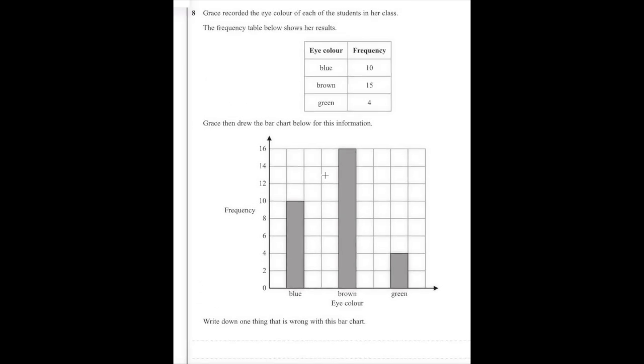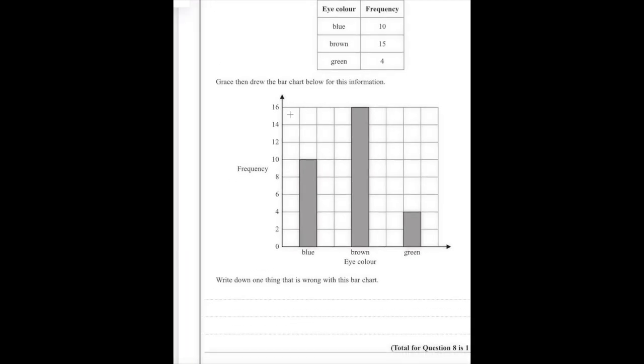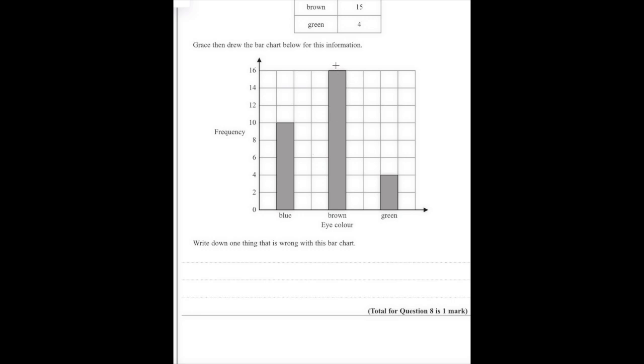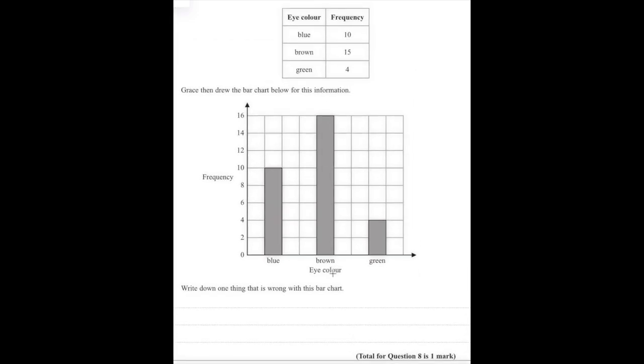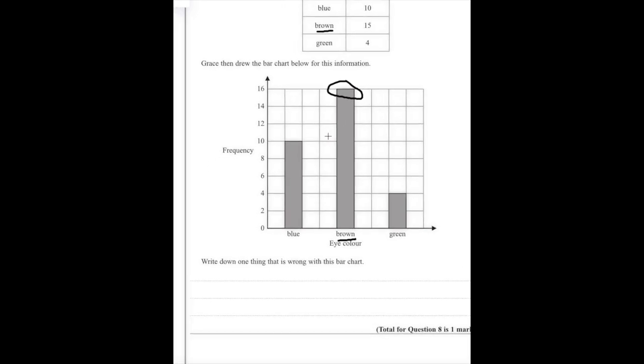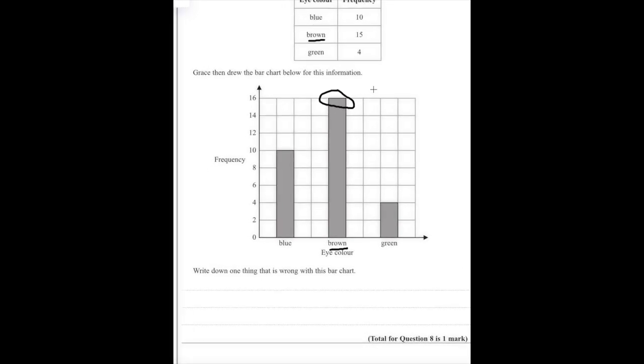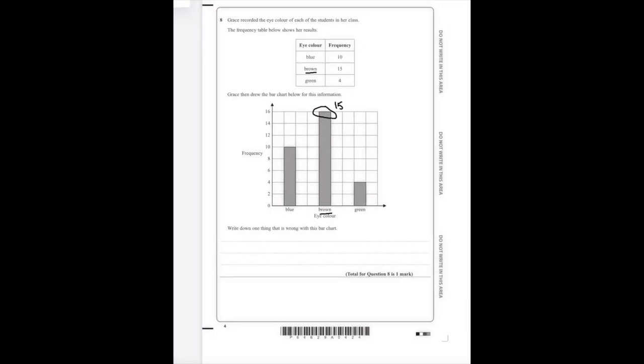You can instantly see. You see how, for blue, it goes to 10. Then when you go to brown, it says it's 15, but the bar goes all the way up to 16. Therefore, you'd write that the bar goes up to 16. However, it should only go up to 15 because in the table it says it's 15. So you write something along those lines, just so the examiner understands what's going on.